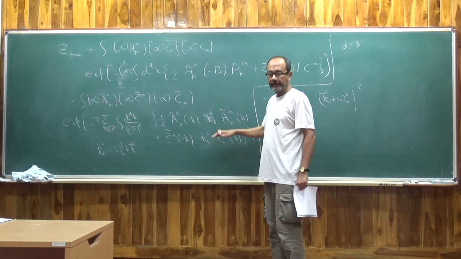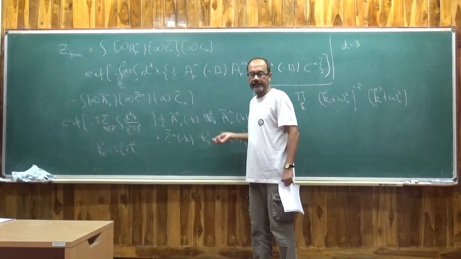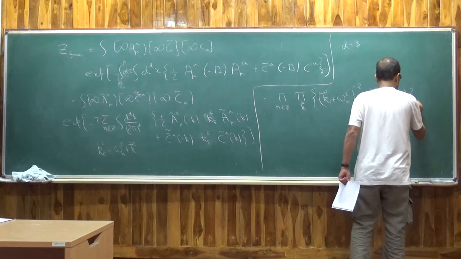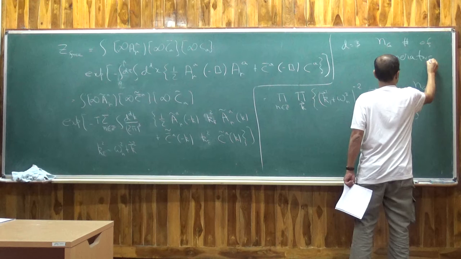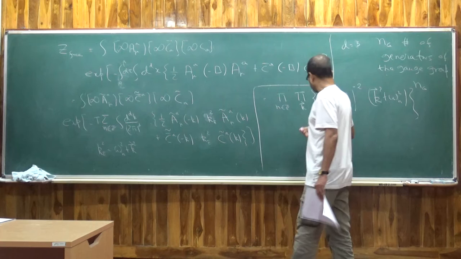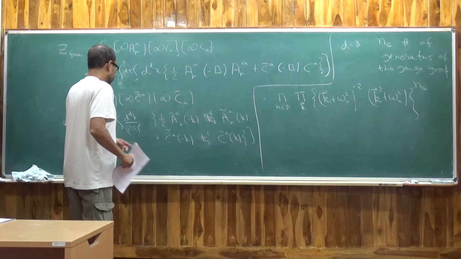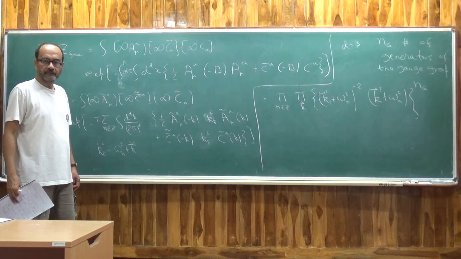Is this clear? And from here, we get a factor of k square plus omega n square, because this is the Grassmann integral. So now we get a thing in the numerator, and this whole thing will be raised to the power ng, where ng is the dimension of the group, ng is the number of generators. Basically, this comes because the product over A here, for every A we get that factor. Right? There are ng of these A's, right? So it will be raised to the power ng. Is this clear?